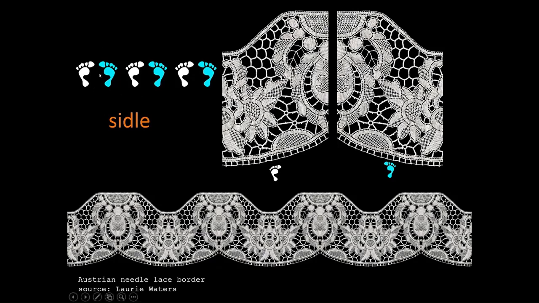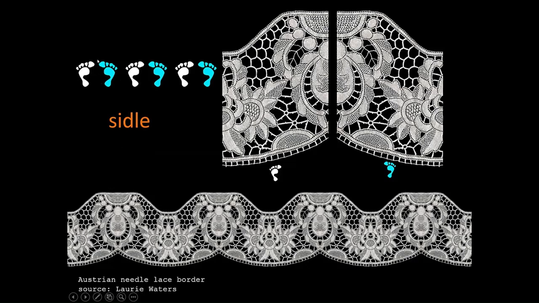So we can imagine there's a mirror reflection between the left foot and the right foot. There's also a mirror reflection between the pairs of feet. So in here, between this landing of the feet and this landing of the feet, there's a mirror. And the mirror goes across the lace, not down the length of the lace.